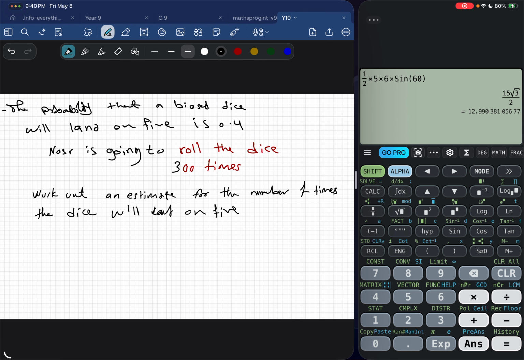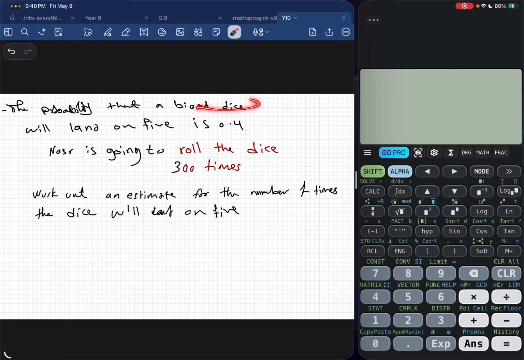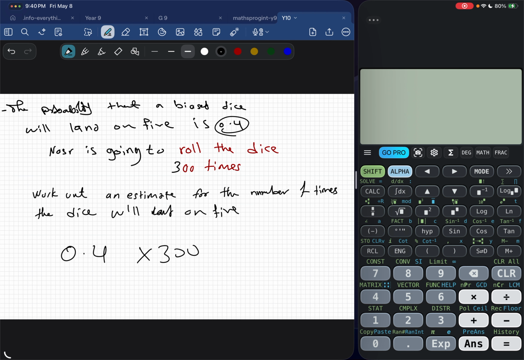Now, the probability that the biased dice will land on 5 is 0.4. So the probability is given to you. Nasr is going to roll the dice 300 times. So work out an estimate for the number of times that the dice will land on 5. Very simple, guys. Just take 0.4 times 300. As simple as that. It's going to be 120. Take care of yourself. 120 times.